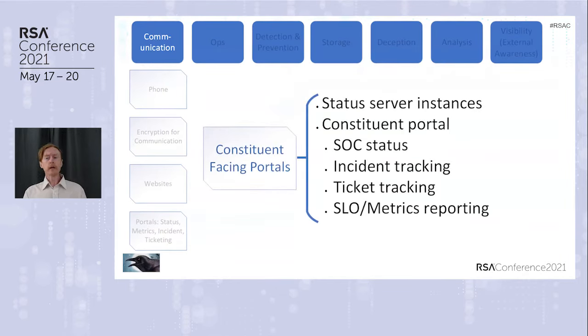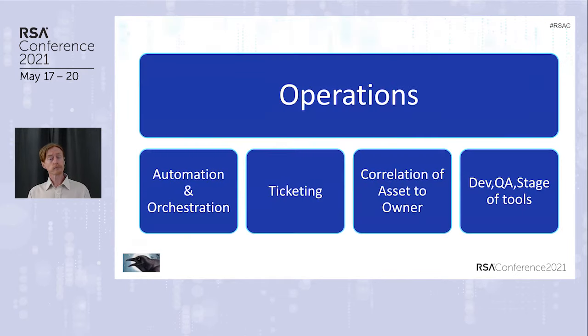Similarly, you need to communicate with the people who you're protecting. And some of this might be public, and so you have a website where they can browse to, and some of it might be part of your constituent delivery of information. This might be metrics or the tickets that they're working on, service level objective tracking, the status of the SOC. If you're operating at a diminished status, I wouldn't really want to share that publicly, but I would want to inform my constituents about it.